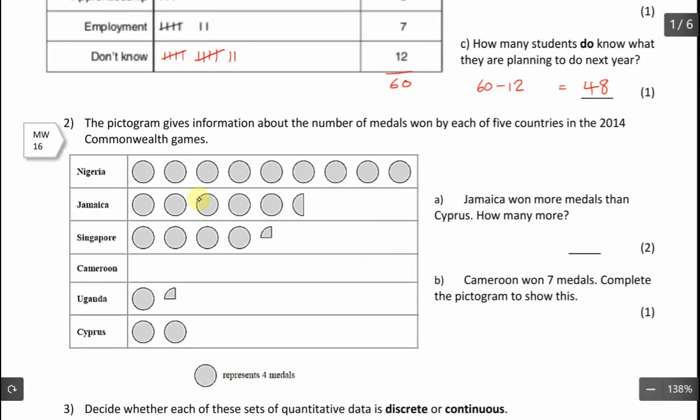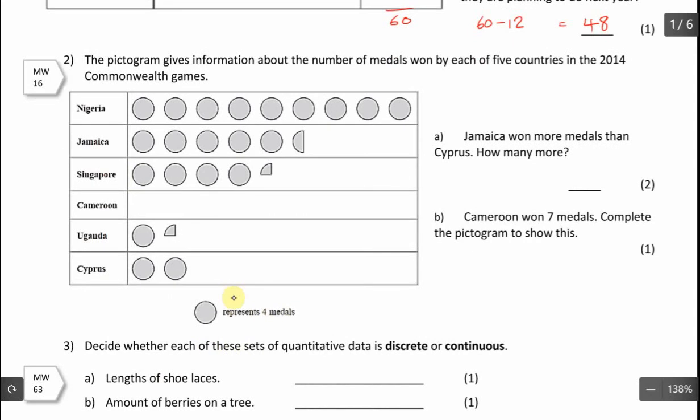Now we've got a pictogram, equally as easy. You're always given a key with a pictogram, unless you're drawing one, then you have to put it in yourself. This is about the number of medals won by each of 5 countries in the 2014 Commonwealth Games. Each of these circles represents 4 medals. Jamaica won more medals than Cyprus. How many more? You can see here Jamaica has more circles than Cyprus.